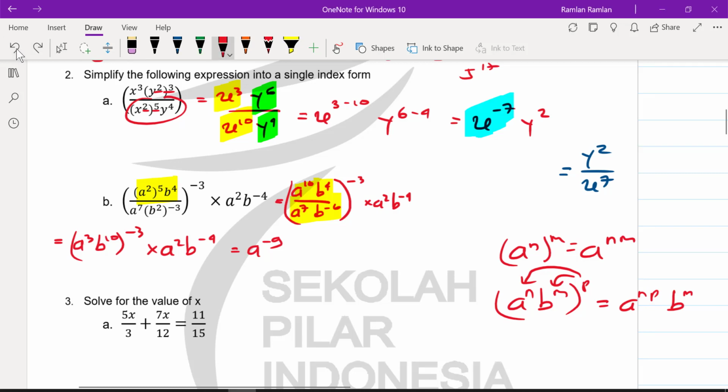Because 10 times -3 is -30. So that'll be b to the power of -30, and then we can rewrite this guy over here. So that'll be multiplied by a to the power of 2, and then b to the power of -4.